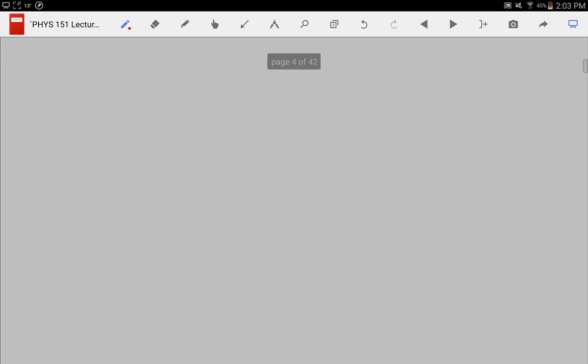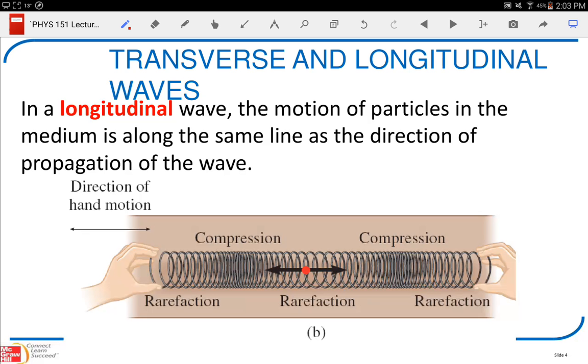The other fundamental type of wave is called a longitudinal wave. Here, we again have the same slinky, but now the person at the end is pulling it back, pushing it forward, pulling it back, pushing it forward. What direction does the wave travel in this case? Still left to right, still horizontally. What direction do the pieces of the slinky travel? Left to right. So now the motion is in the same direction as the velocity. That's how we define a longitudinal wave.